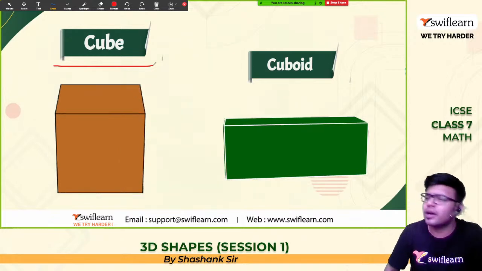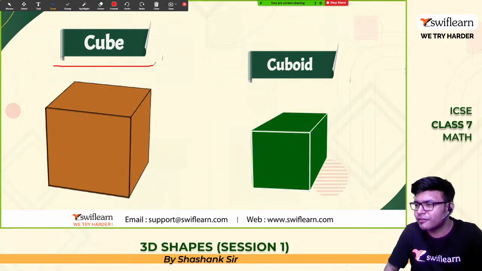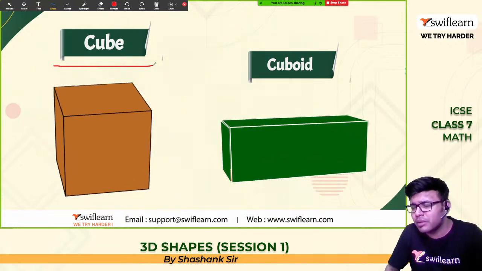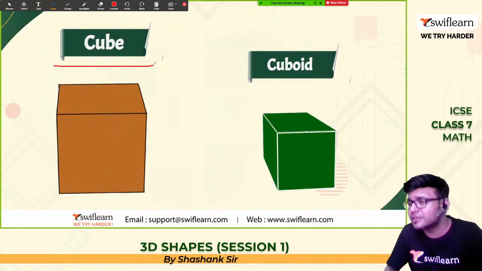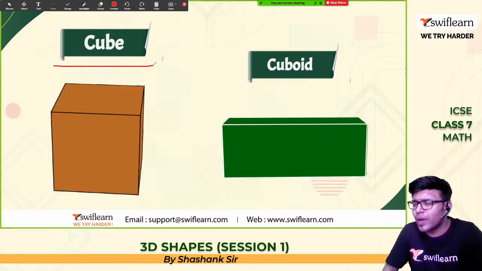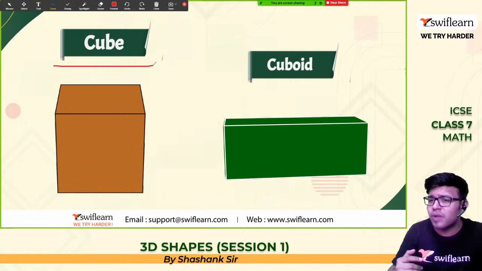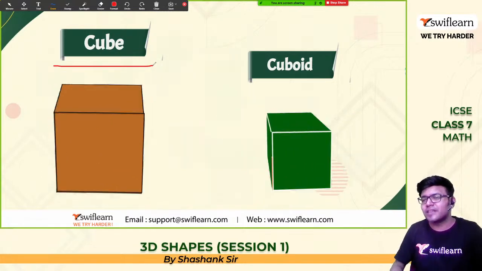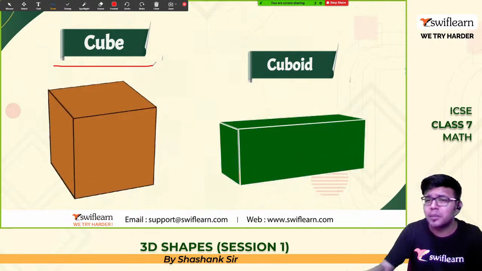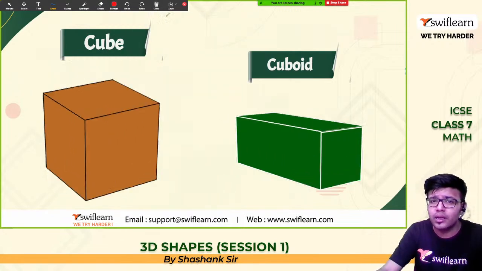Okay, so cuboid. A cuboid is a three-dimensional object where length, breadth, height are different. Sometimes length may be equal to breadth, but one of the three sides will always be unequal. So an example is a matchbox, your compass box, a brick. All these are examples of a cuboid.